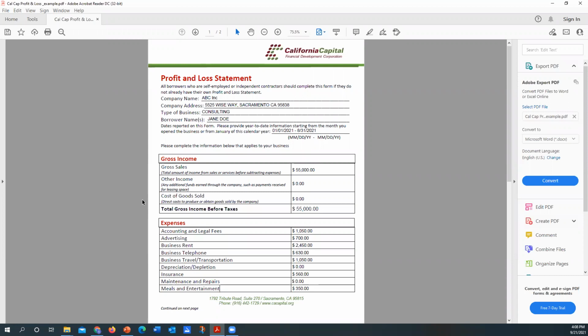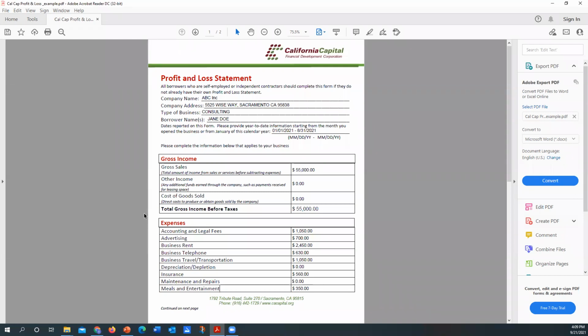Here's your gross income, gross sales, other income, and cost of goods sold. Total gross income. This company has $55,000 in total gross income. This company also has expenses: accounting and legal fees, advertising, business rent, business telephone, business travel.